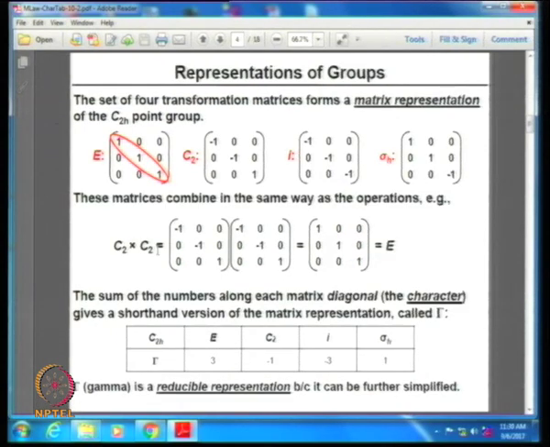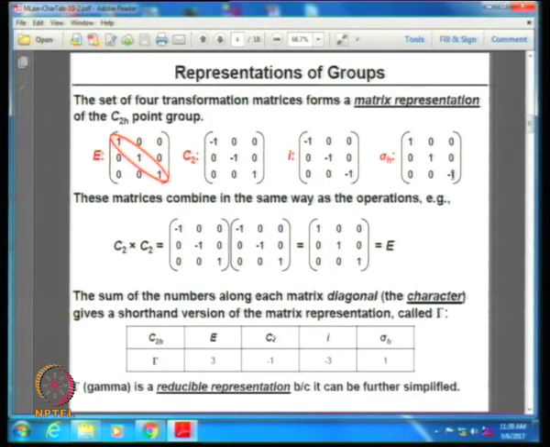Now he points out what characters are, and that they obey the group law. But let us look at the bottom table. Here he has considered a particular representation that is being presented. We should read this row carefully. Identity is of course 1, 1, 1. C2 is where x and y are exchanged because it's a 180 rotation. Then there is full space inversion, and then there is a z-axis reflection, the sigma h plane.